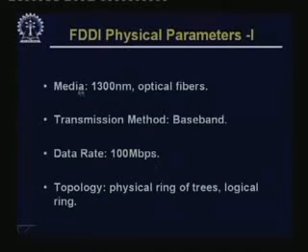So, media is, as I said, 1300 nanometer optical fibers. Transmission method is baseband, that means there is no modulation, only the pulses in the raw form are travelling down the ring. Data rate is 100 Mbps. And topology is a physical ring of trees and a logical ring. Why ring of trees? Where did trees come from? We will talk about it.